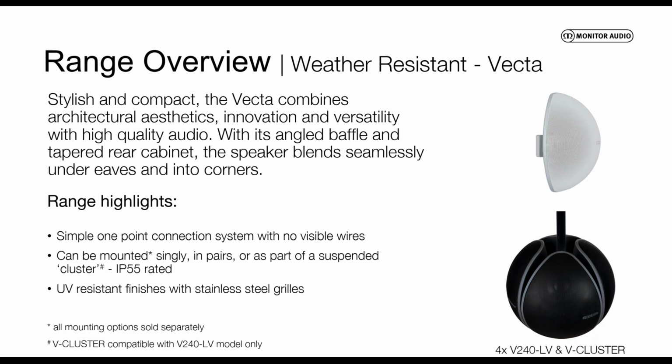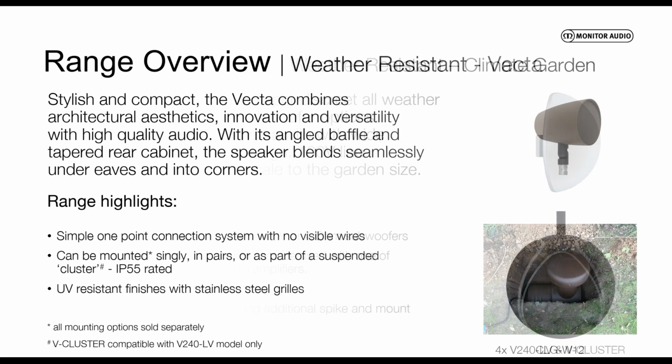Available in a couple of finishes, white and black, all of them IP rated, with UV resistant, stainless steel grills. We offer on this one, as you can see here as well, a 100-volt line version, the model with the suffix LV, and those can be installed singly, pairs, triplets, or you have the option of our V cluster mount, which is a great pole and cluster design where you can have an orb of these 4 V240 LVs hanging down in your environment, which is great for a lot of commercial installs.